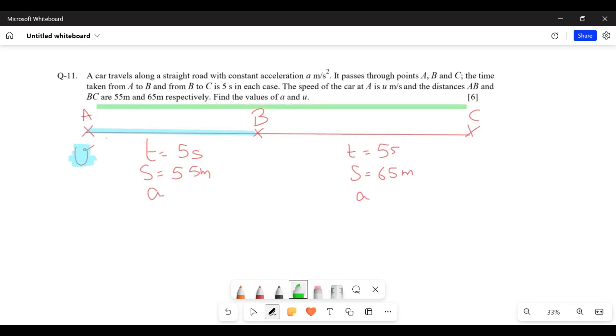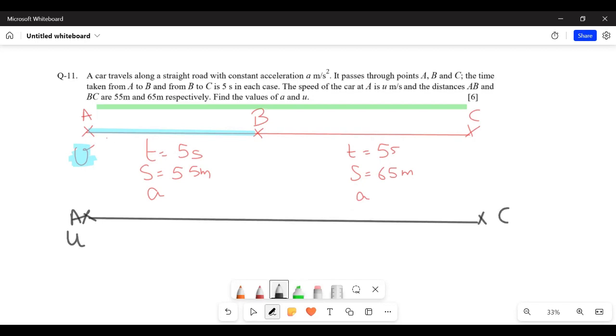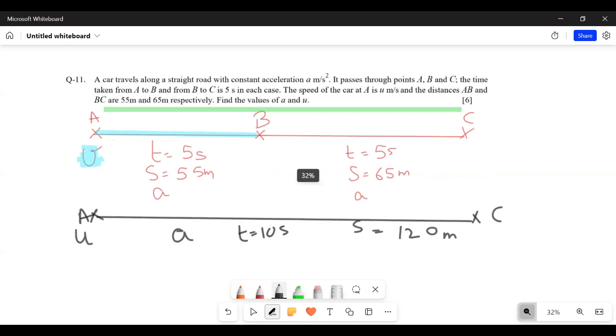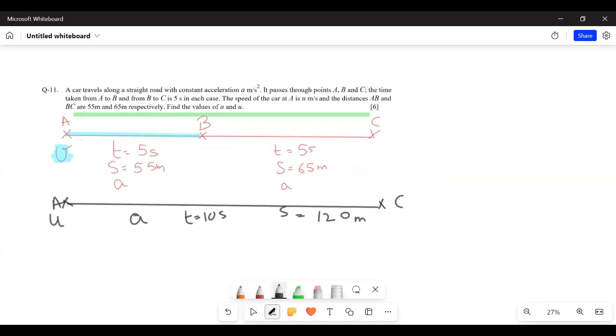So from A to C, what do we know? This is A, this is C. So we know U is still U. We know the acceleration is still A. Time will be 10 seconds and distance will be 120 meters. In fact, yes, 120 meters. So now we'll get to use U and A in this equation as well. So instead of taking the distance BC, you should take the distance AC so that you get to use U in the equation.